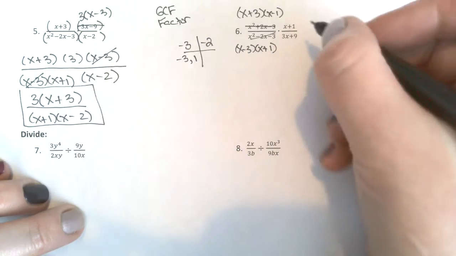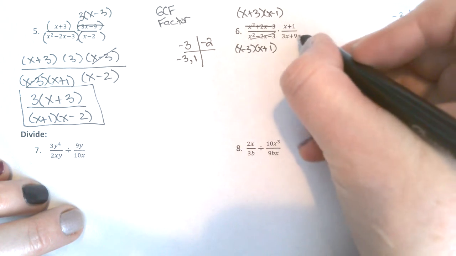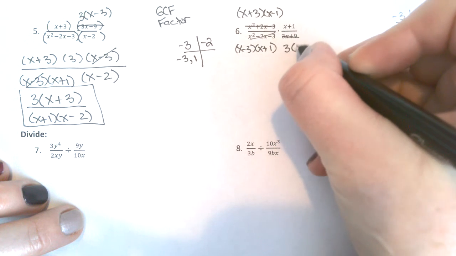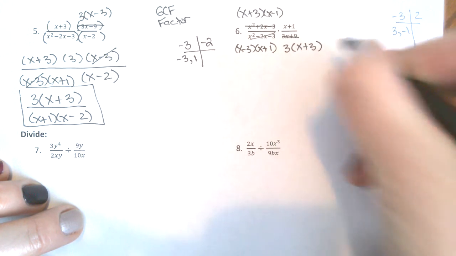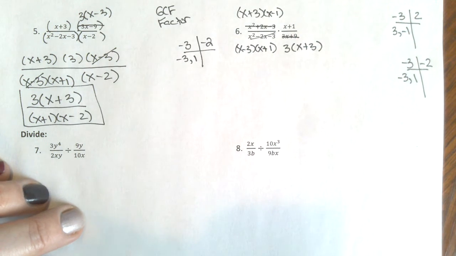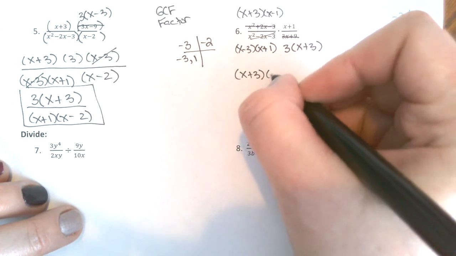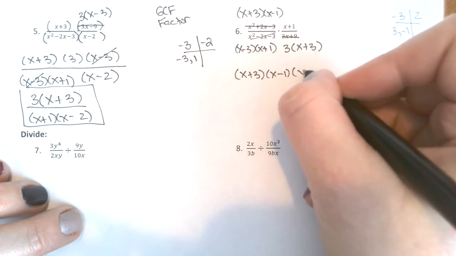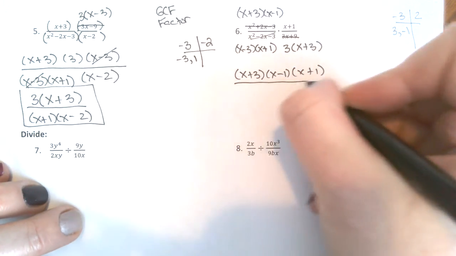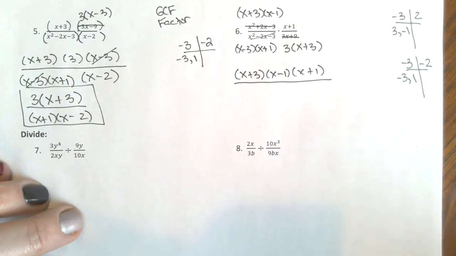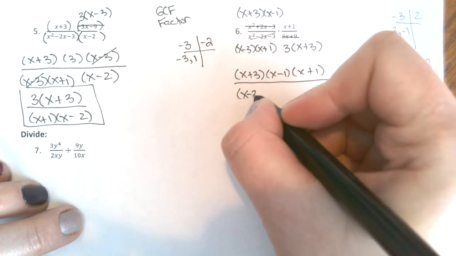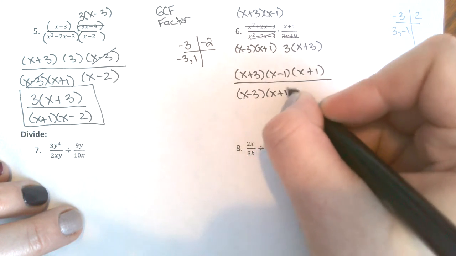And then this 3x plus 9, just like the number 5, I can factor out a 3, and that gives me 3x plus 3. All right, I'm going to clean this up so that you can see every factor in the numerator and every factor in the denominator.